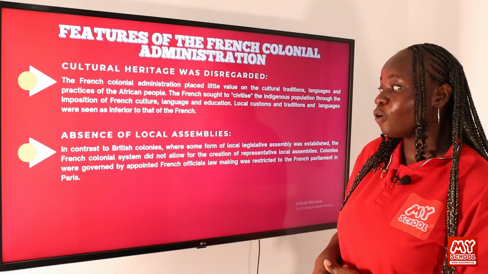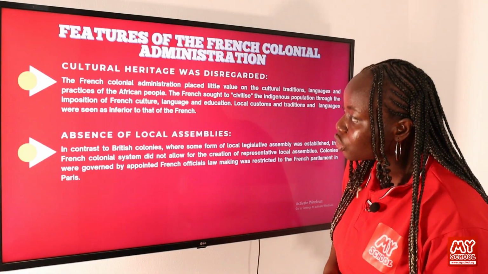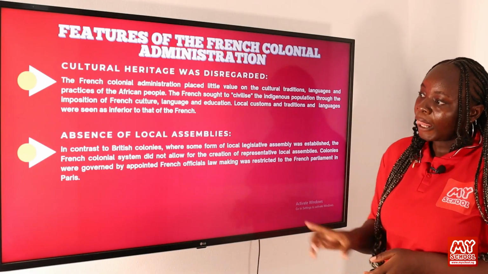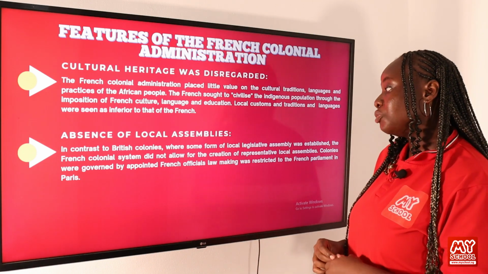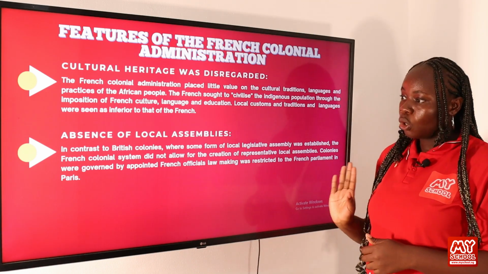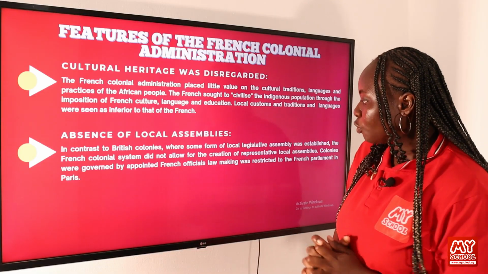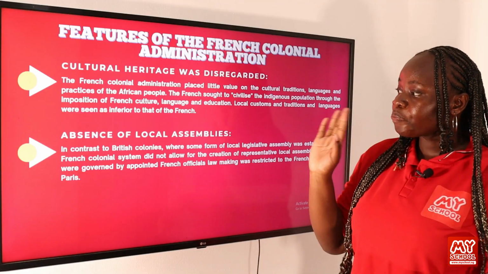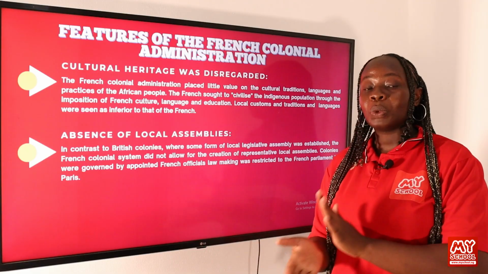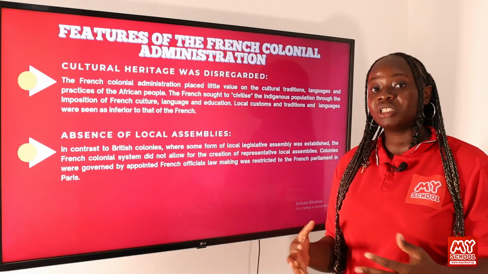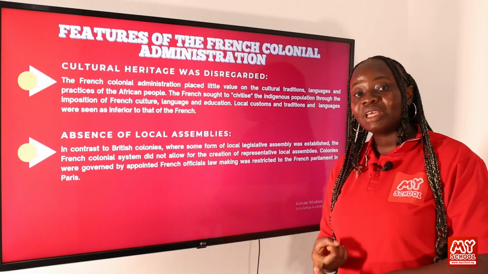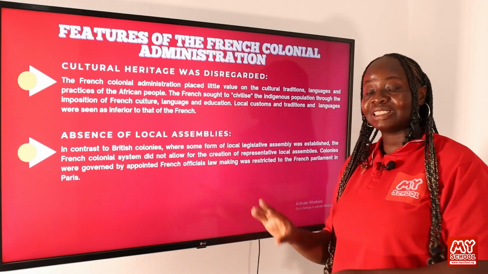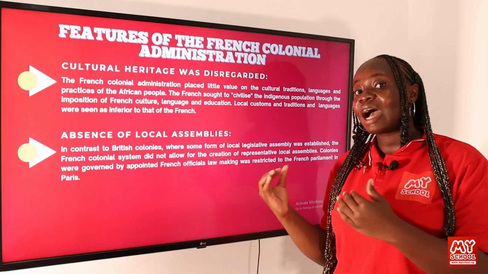There was also the absence of local assemblies. In contrast to British colonies, where some form of local legislative assembly was established, the French colonial system did not allow for the creation of representative local assemblies. Colonies were governed by appointed French officials. Lawmaking was restricted to the French parliament in Paris. So the African leaders, the representatives, were not allowed to make any decision or enforce any policy within the system. All of this, the lawmaking and the enforcement of policy, was restricted to the French officials, who were the ones that made the policies that the people of French West Africa had to obey.